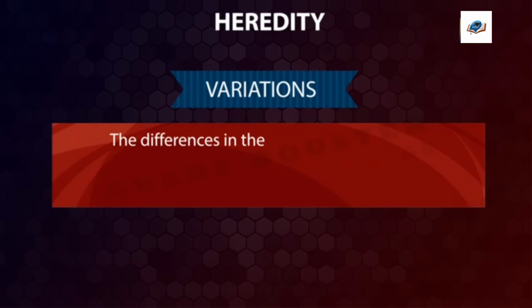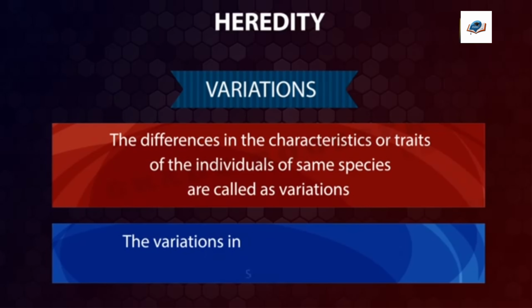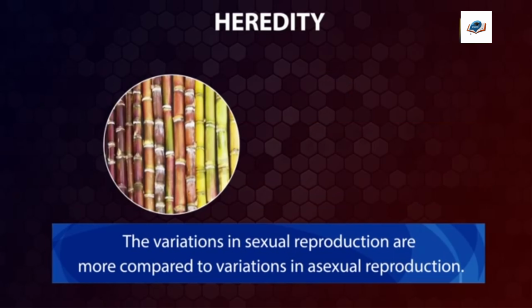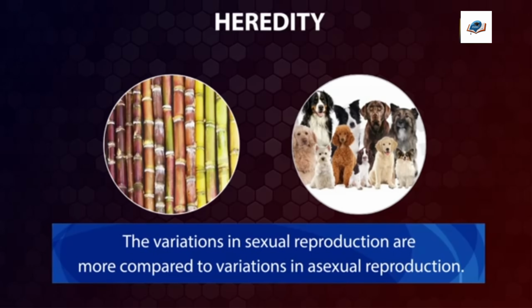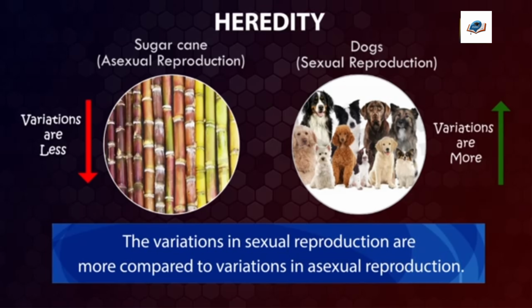Variations. The differences in the characteristics or traits of the individuals of the same species are called variations. Variations are observed in both sexual and asexual reproduction, but the variations in sexual reproduction are more compared to variations in asexual reproduction. Here is a group of sugarcane plants that reproduce by asexual reproduction, and here there is a group of dogs that reproduce by sexual reproduction. We notice very few variations among the sugarcane plants, but we can observe a lot of variations among this group of dogs.